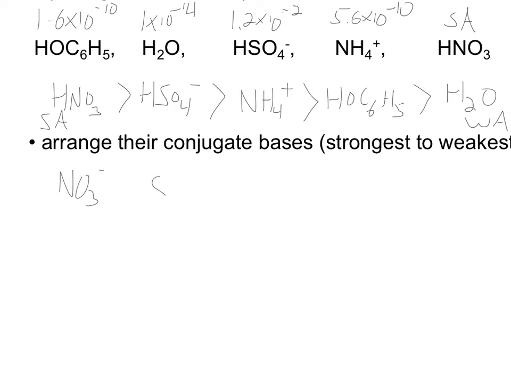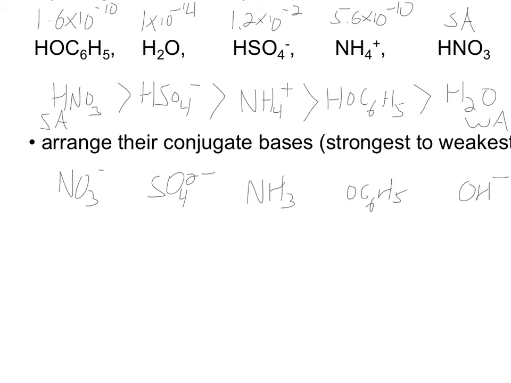Take off another hydrogen and we get sulfate, minus 2. Take off a hydrogen on NH4, we get NH3, that's a base. Take off a hydrogen, the one on the oxygen, OC6H5, and then H2O, take off a hydrogen and we're left with hydroxide. So getting the conjugates is just a matter of removing the hydrogen. Then put them in order of strength.